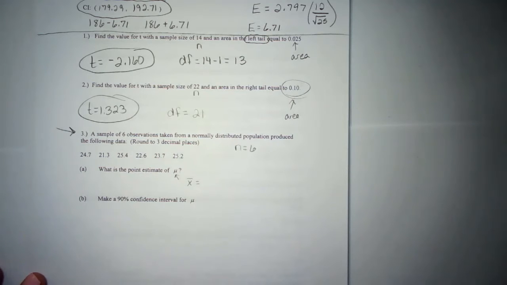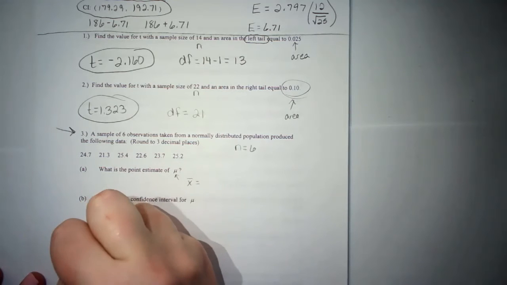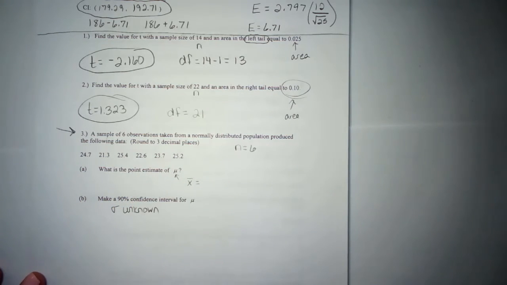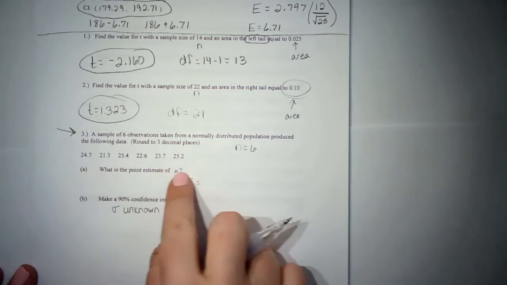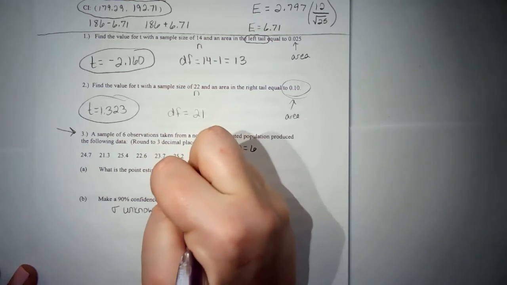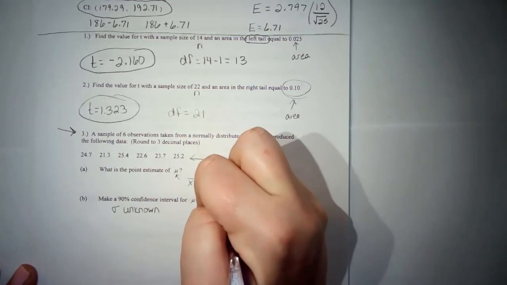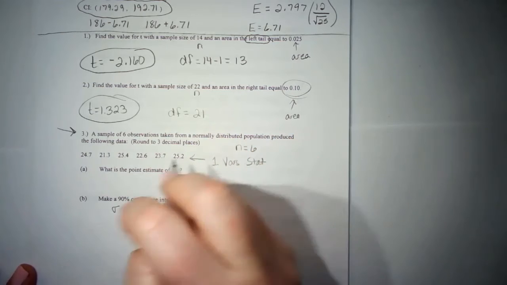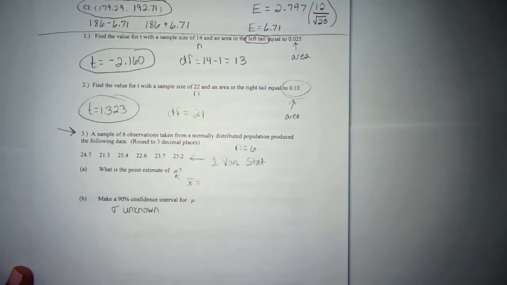Did it give us sigma? Sigma's unknown. Well, to make sigma unknown, I have to have T and S. Did it give me S, the sample standard deviation? No, it gave me nothing but these numbers. Think way back, dig super deep, folks. You're going to 1-Var Stats. Remember that? We're making a list.